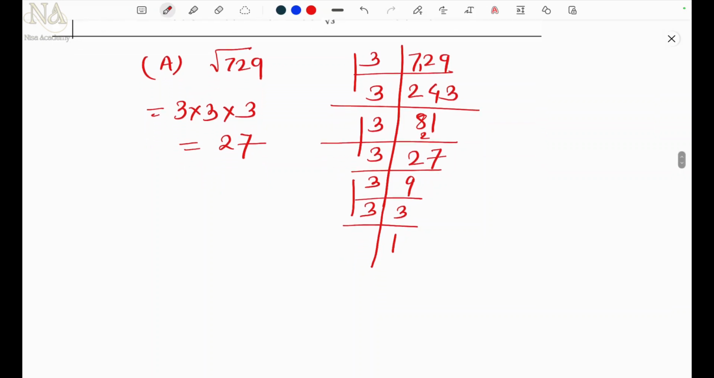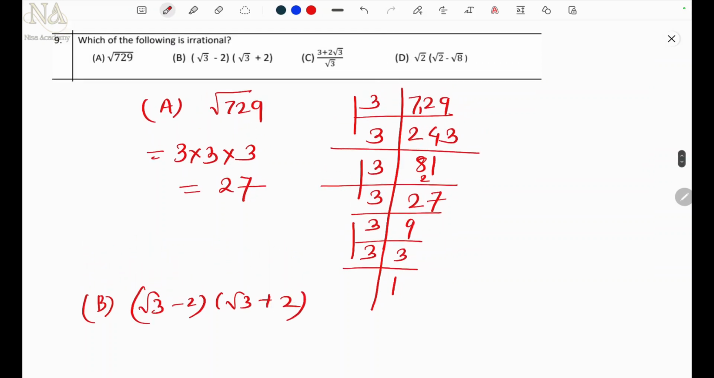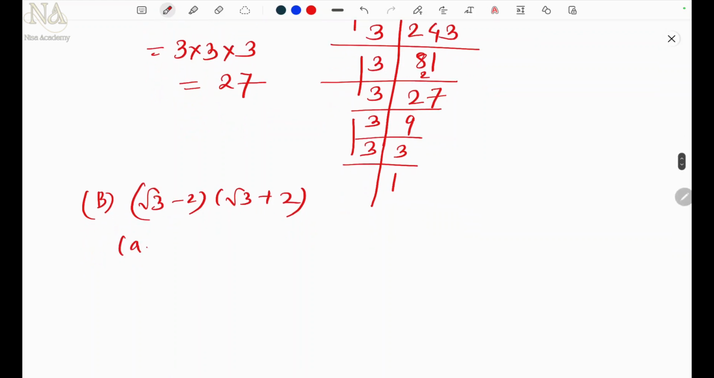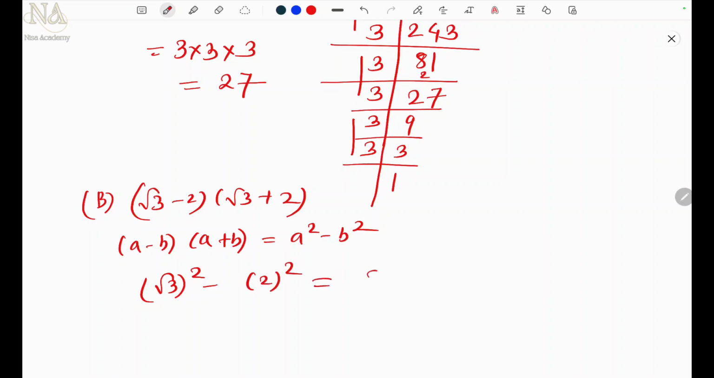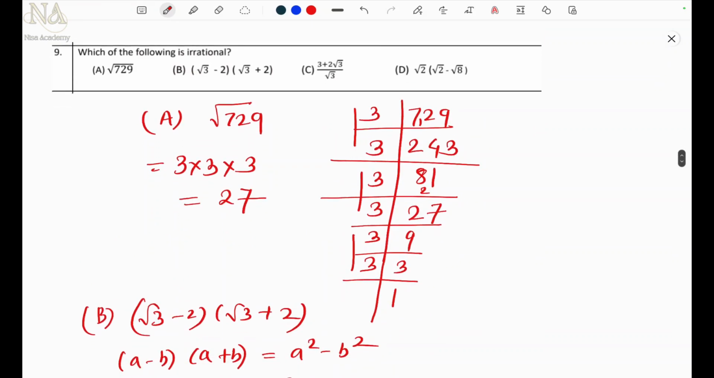Let's go for the second option: root 3 minus 2 into root 3 plus 2. Do you remember something? Yes, a minus b, a plus b. What is it? a square minus b square. So can I write it as root 3 square minus 2 square? Yes, root 3 square is 3, minus 2 square is 4, which is minus 1. Again, a rational number. Okay, so let's go for the third option.